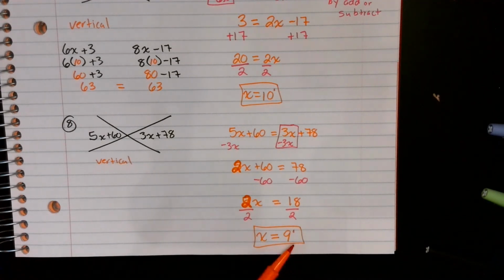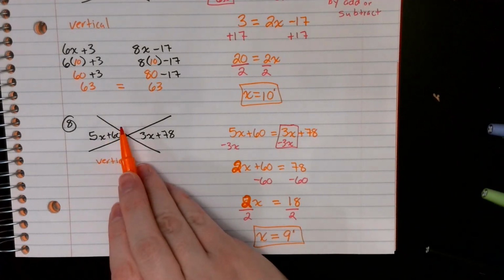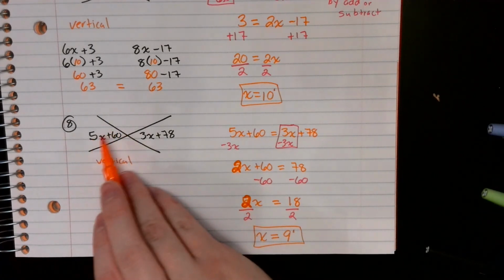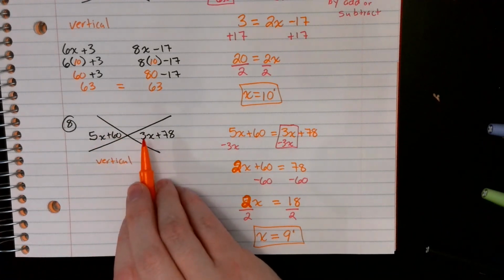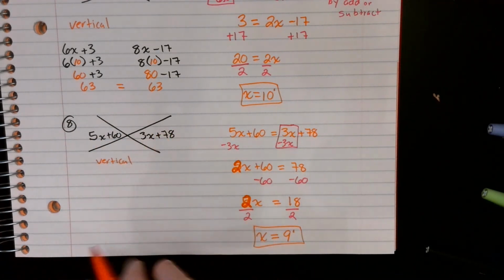And again, I could substitute that in. I could do 5 times 9 plus 60. 5 times 9 plus 60 would give me 105. Same thing if I did 3 times 9, which is 27, and add 78, I would get 105.